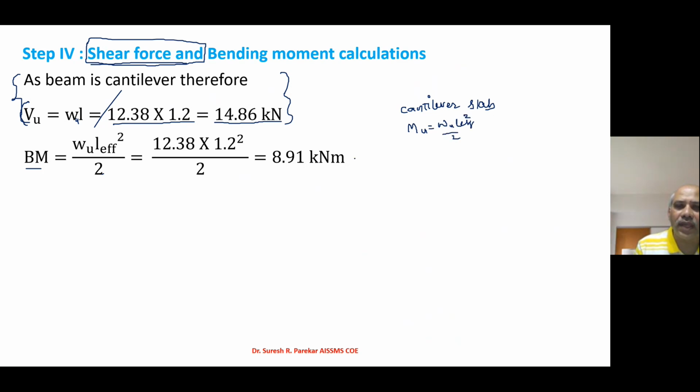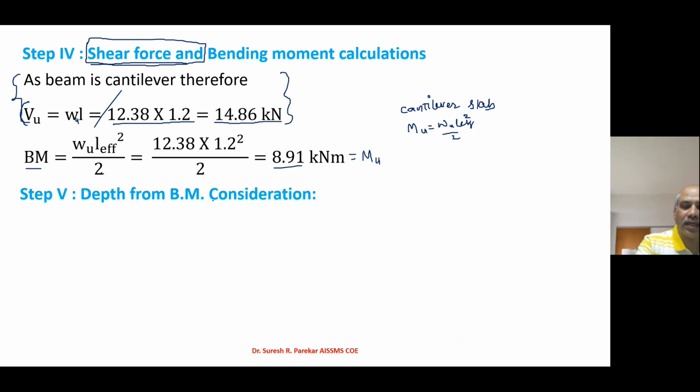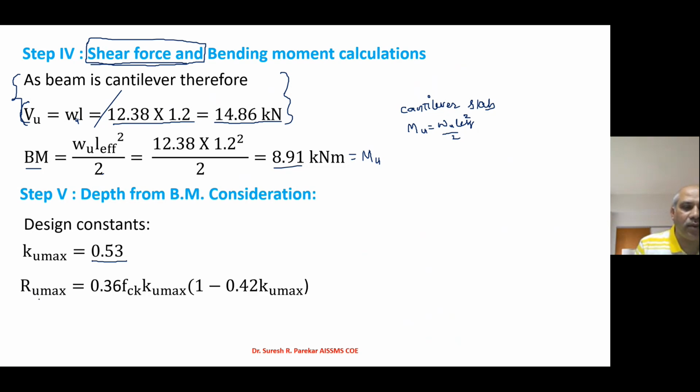So this actually we have the ultimate moment as 8.91 kilonewton meter. Now, knowing the value of Mu, we can check the depth from bending moment consideration. Here we should be very careful. We have to take Ku max as 0.53. Then, knowing the value of Ku max, 0.53, we will find Ru max.